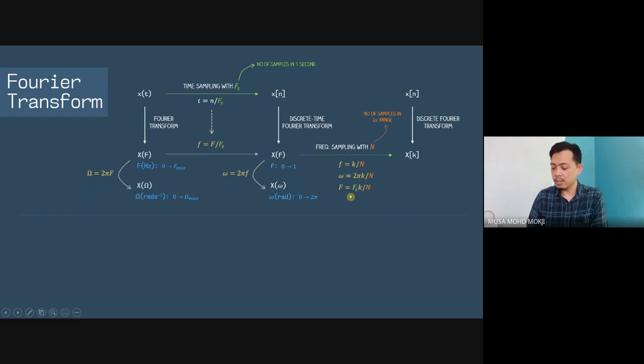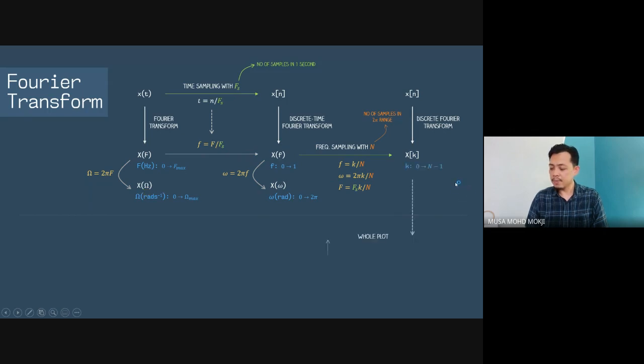So what is the relationship? F equals Fs k over N. Okay, so what is k? Again, k is the discrete frequency. These are actually all the 5 frequencies that we have. Originally, it is a physical frequency, capital F, until the real practical implementation. So actually, we have k, which is a discrete frequency. And we have another 3, which are small f, small omega, and capital omega.